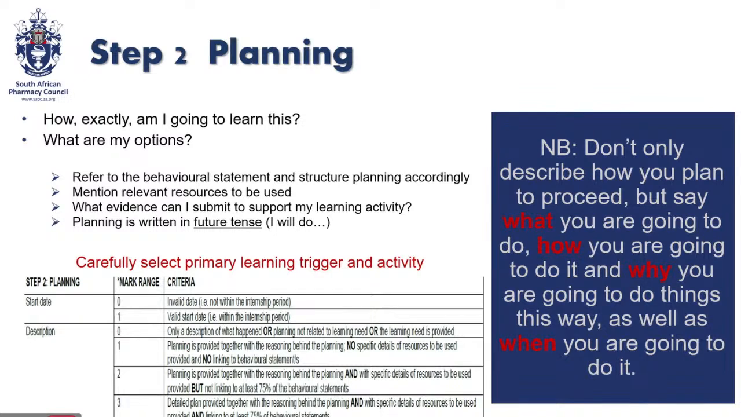Again, there you have a checklist. Description. Do you have a start date? It's in your internship, yes or no? It's a 1 or a 0. For your description, only a description of what happened or planning not related to the learning need. Planning is provided with reasoning behind the planning, no specific details. Number 2, specific details but not linking to the behavioral statements. And the perfect one will be detailed plan provided with reasoning for the planning and specific details of resources and linking to the behavioral statements.